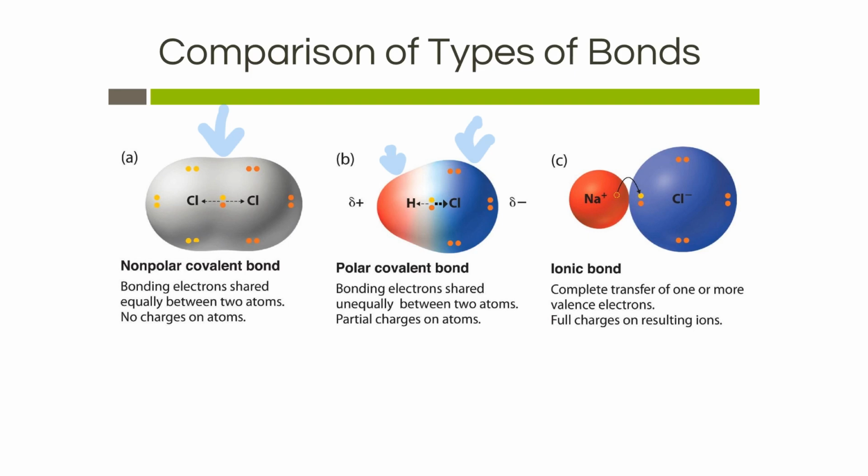And then the ionic bond is when it's such a strong difference that instead of sharing, we have that electron being stolen, the chlorine stealing it from the sodium. And so that's the ionic bond.